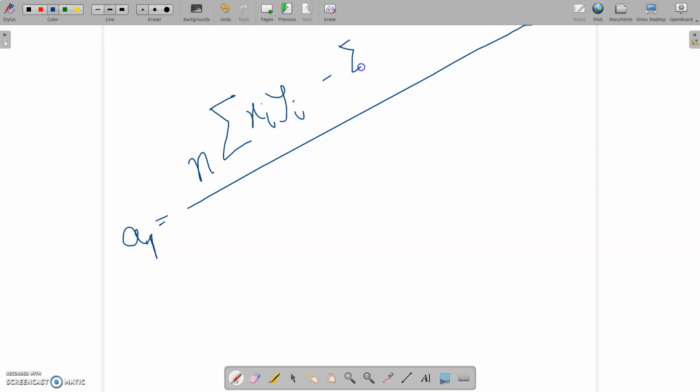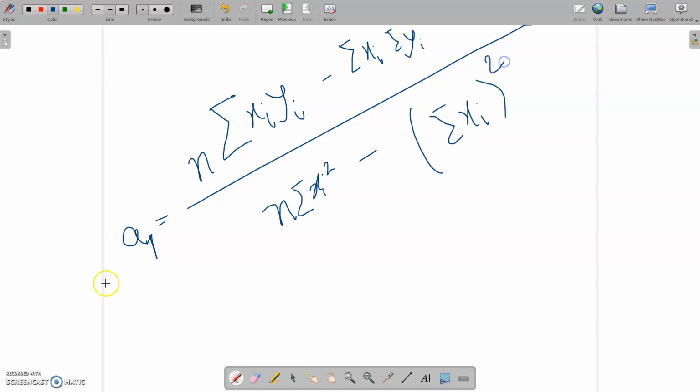minus summation of xi multiplied by summation of yi, divided by n summation of xi square minus summation of xi whole square. This is your a1, and your a0 is equal to y bar, that is the mean value, minus a1 into x bar. Okay, these are the two equations that you have to calculate.